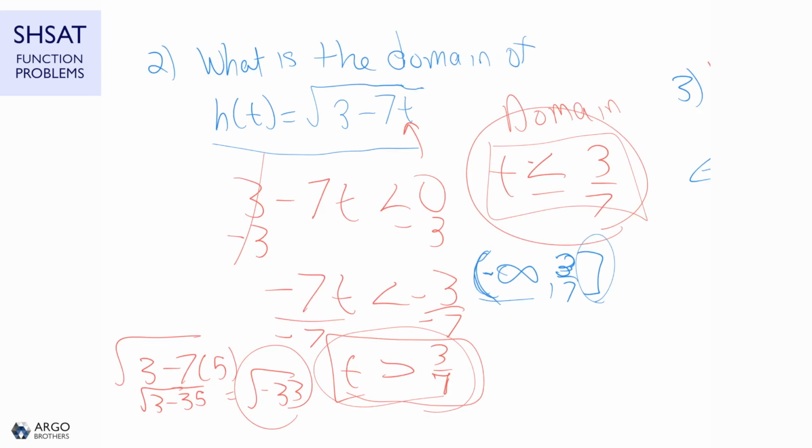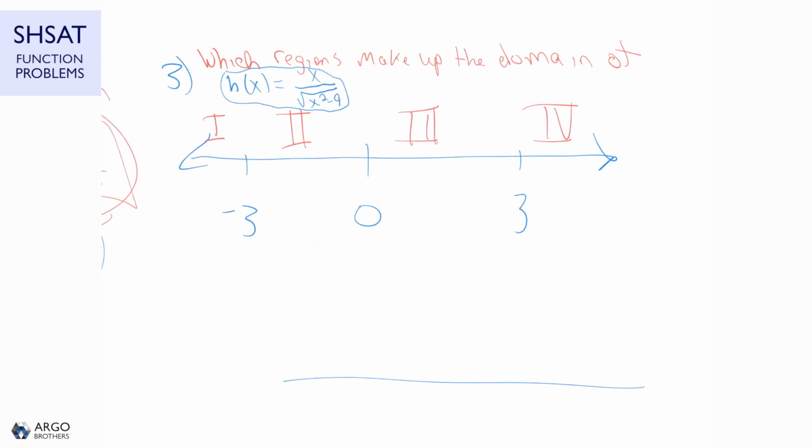Alright, so now let's try the third problem. Which regions make up the domain of h of x equals x over the square root of x squared minus 9? Take some time to try that and then come back. Alright, now that we're back, let's check it out.